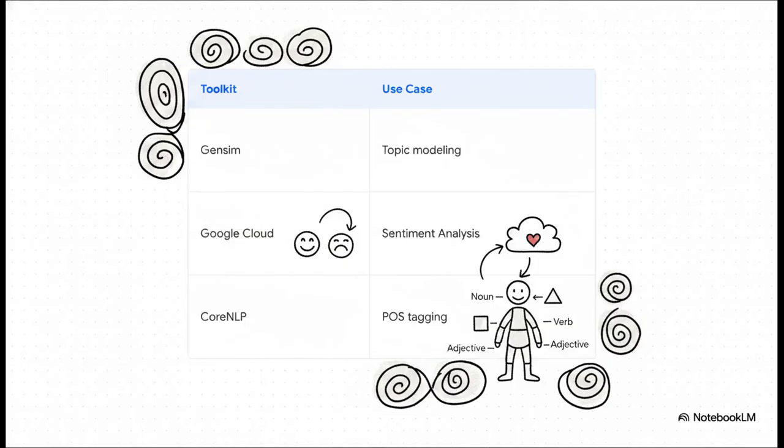Take a quick screenshot of this slide for your notes before test day. These are the practical AI toolkits you need to know. Gensim is a highly optimized library specifically for topic modeling and document indexing. The Google Cloud Natural Language API gives you highly accurate pre-trained models for sentiment and syntax analysis. And Stanford Core NLP is your go-to robust toolkit for deep linguistic analysis like part-of-speech tagging.